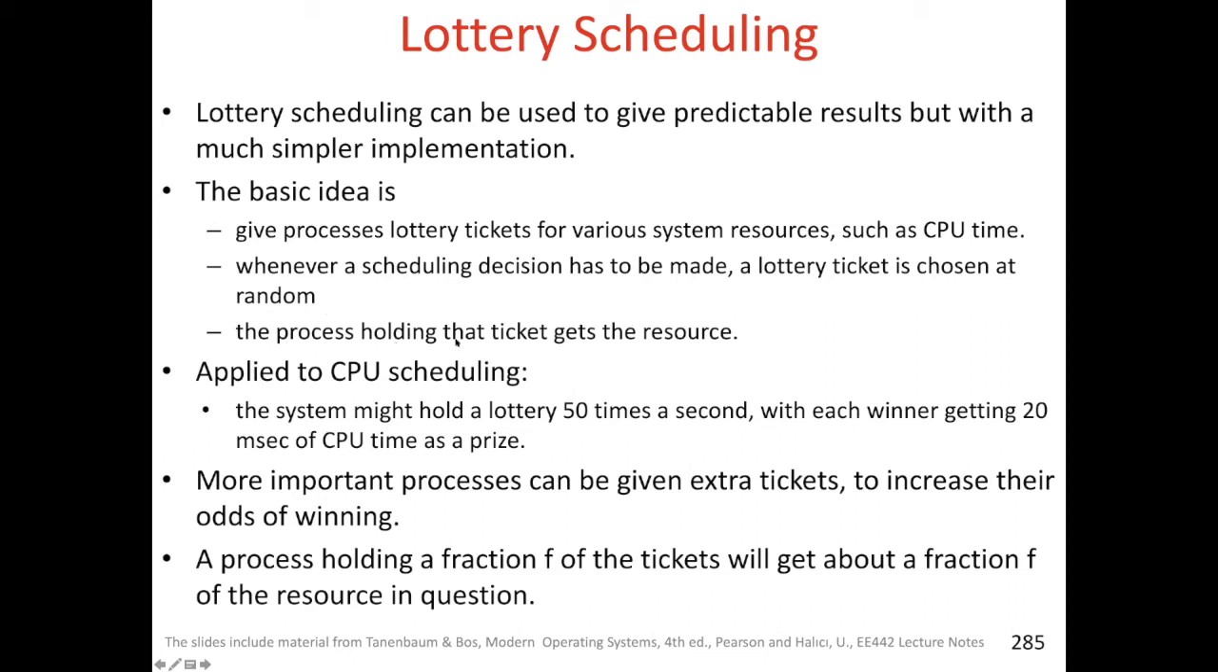The process holding that ticket gets the resource. When applied to CPU scheduling, the system might hold a lottery 50 times a second, with each winner getting 20 milliseconds of CPU time as a prize. More important processes can be given extra tickets to increase their odds of winning. A process holding a fraction f of the tickets will get about a fraction f of the resources in question.